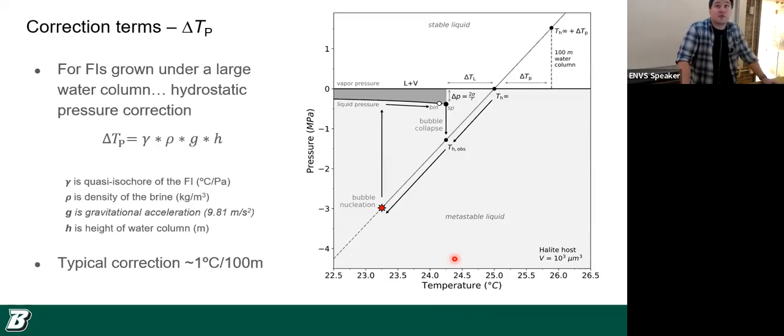There is also a correction term for if these grew at the bottom of, say, 100-meter deep lake. That lake water exerts a pressure on the fluid inclusions when they grow. So the temperature will be slightly different when it formed than when you measure it in the lab. So as long as we know something about the lake chemistry, which thanks to some of the previous research we do, and you know something about the lake depth, which again, thanks to the previous research project, we know a little bit about lake depth, we can constrain what these corrections should be. And they're not major. It's maybe about a degree or less for 100 meters of water.